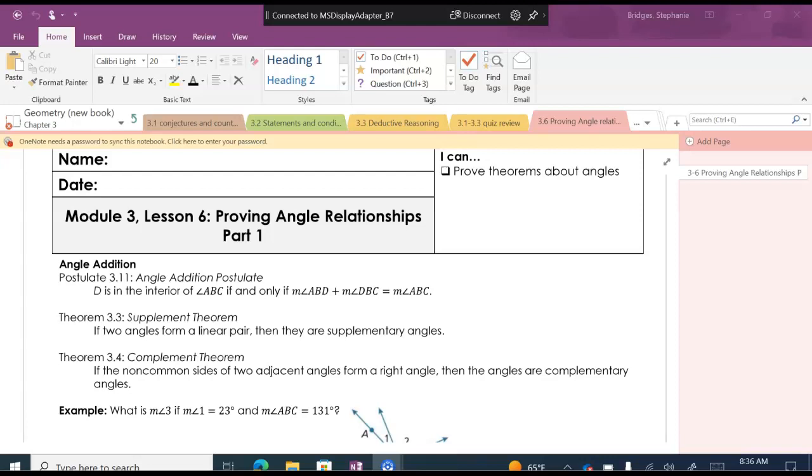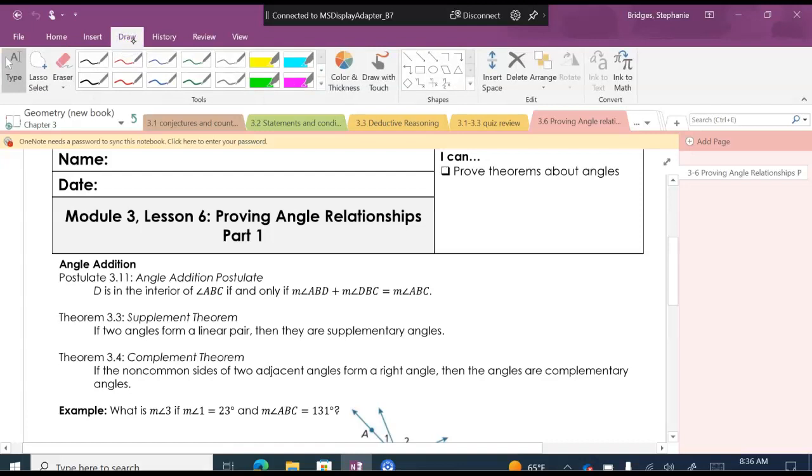First you have a postulate, and you don't have to remember the number of the postulate because it's different for every book. But the angle addition postulate, which is just like the segment addition postulate, says I can take this angle and I can add this angle and I get a bigger angle. Okay, so if I take two smaller angles and I add them together, I can get a bigger angle.